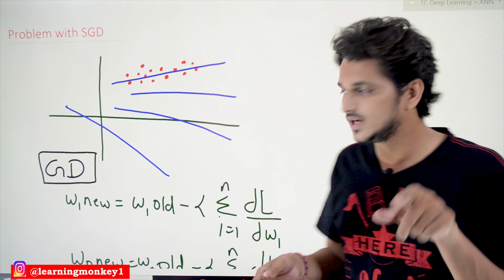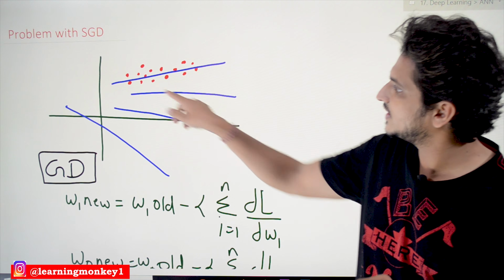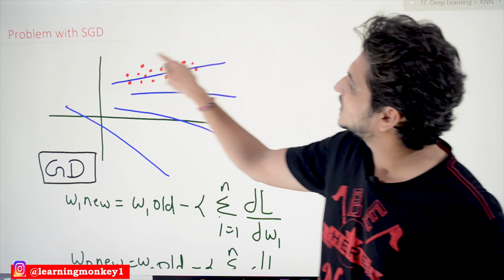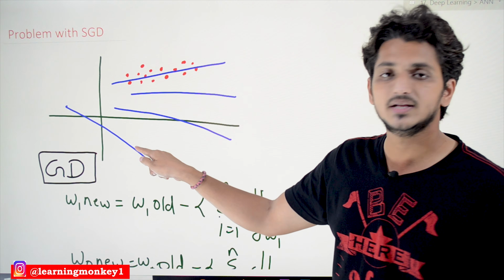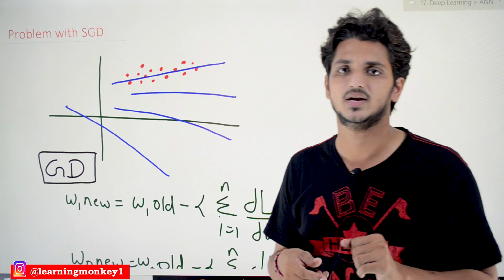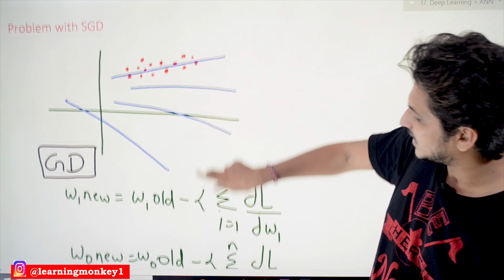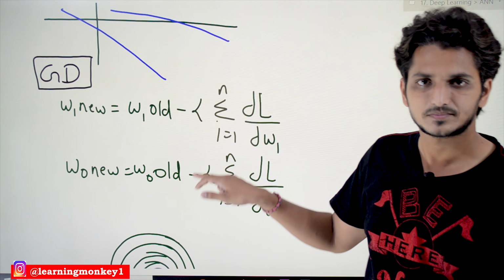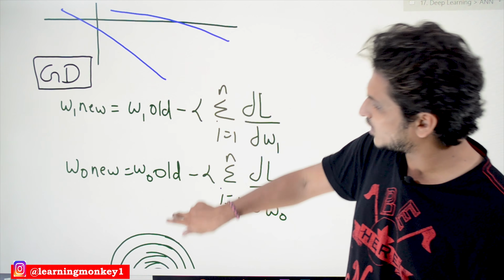The important point you have to understand is that in gradient descent we update the W values based on all the data points. That is what we have to understand. We are considering all the data points here. So what are the advantages?